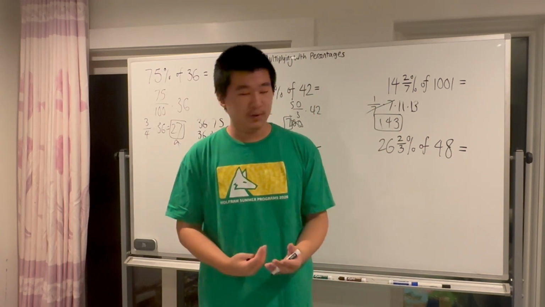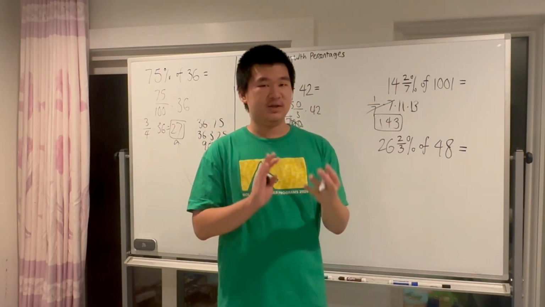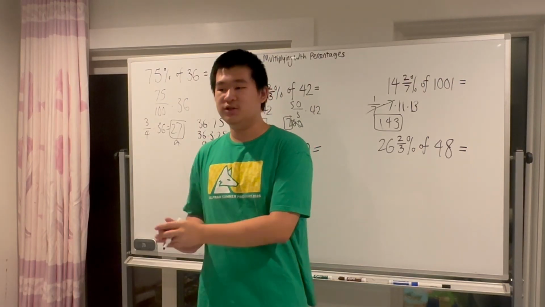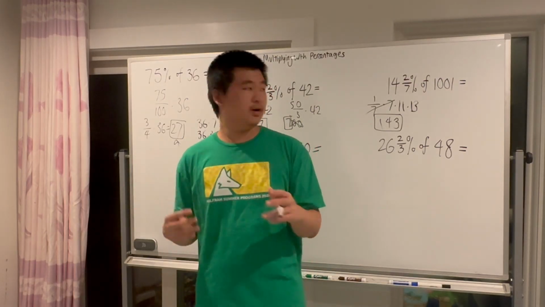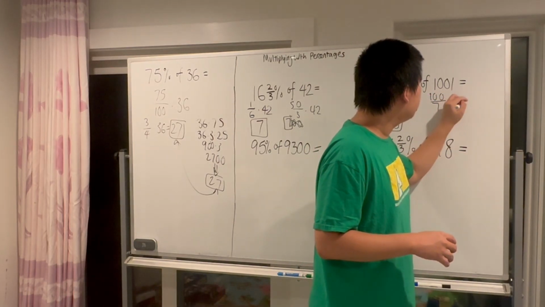Well, of course you can still do it. Because 14 2/7, if we convert that into a mixed number, that's going to be 14 times 7 plus 2 on the top, 98 plus 2, 100. 100 over 7 times 1001.